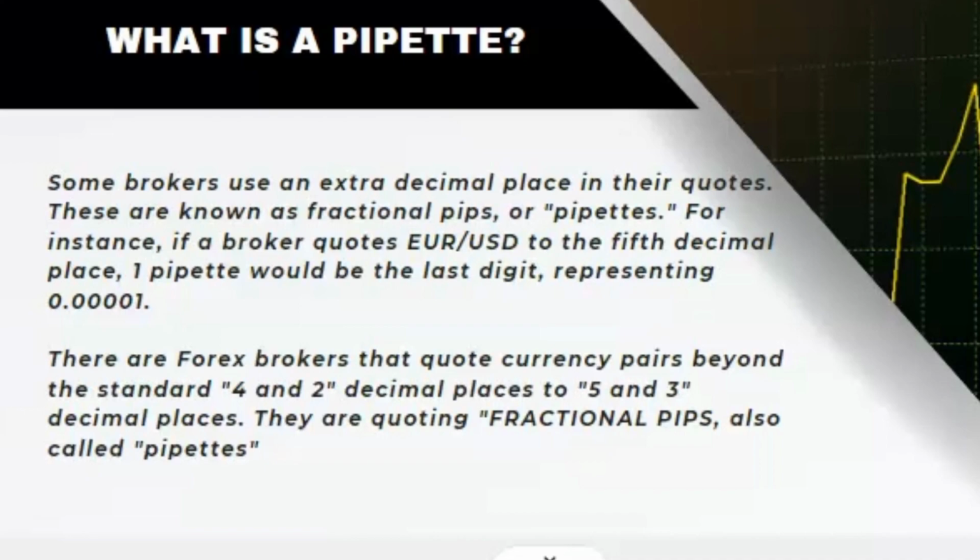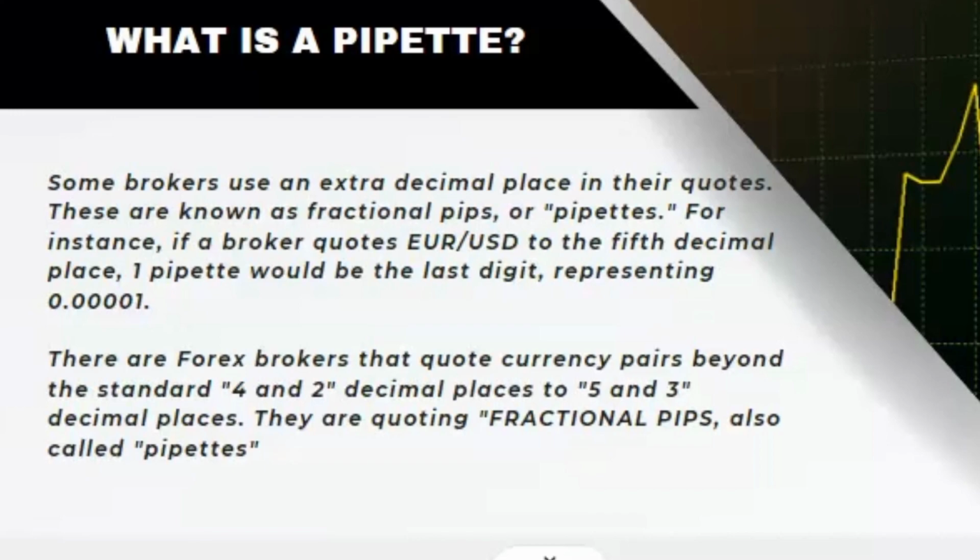In the last video, I talked about pips and pipettes. I also talked about the standard by which currency pairs are quoted. Usually it is 4 and 2, but some brokers take it a little further, using 5 for major currencies and 3 for minor currencies. We've had a very broad discussion on all of this. So if you are still confused about where we stopped, please go and see the previous video and then come back to see this video. Now we're going to continue.